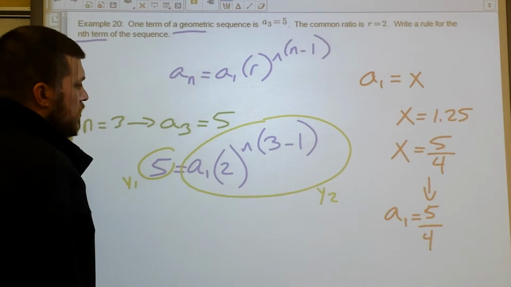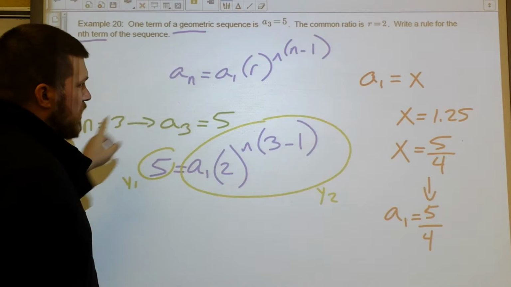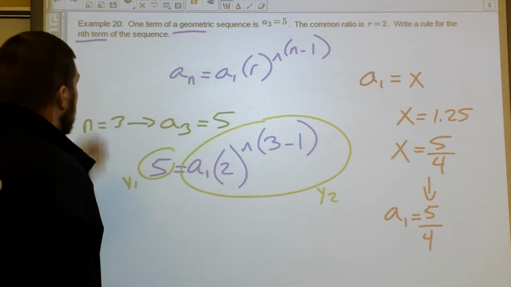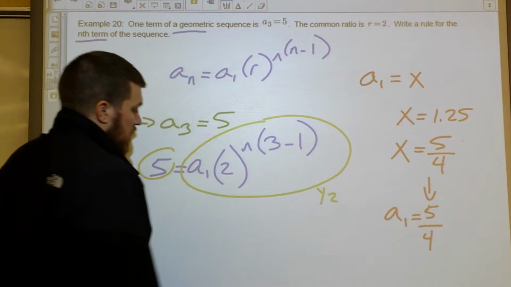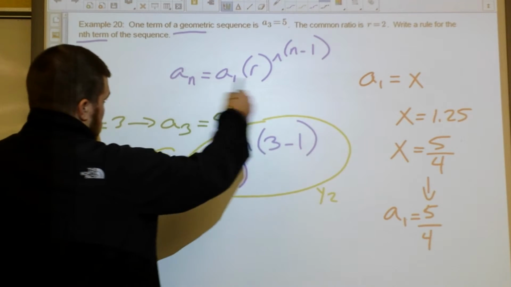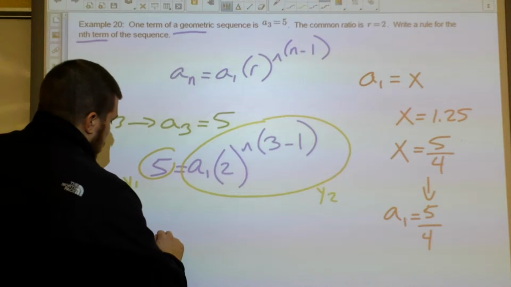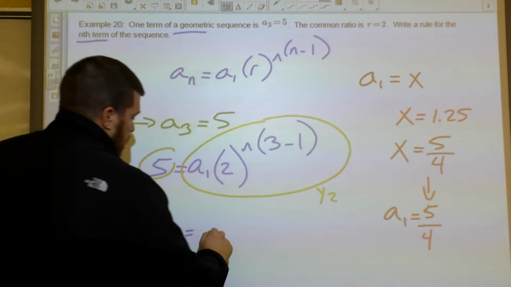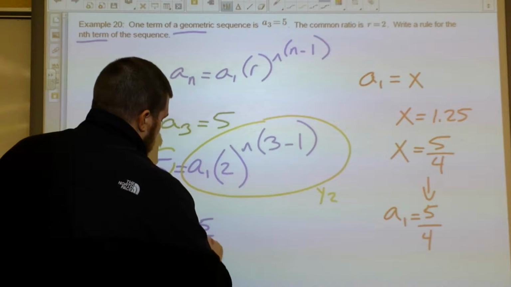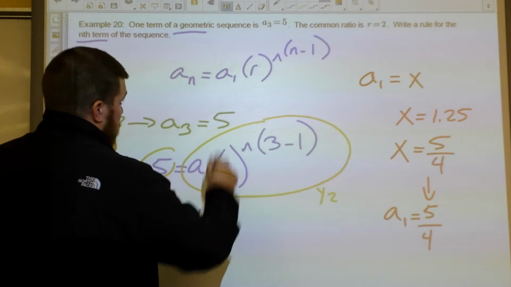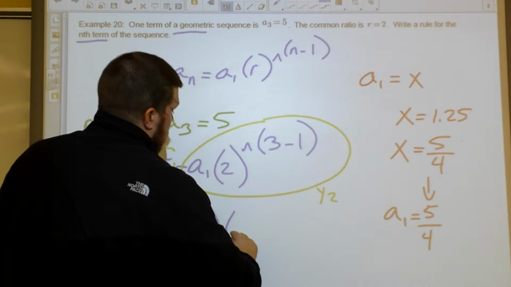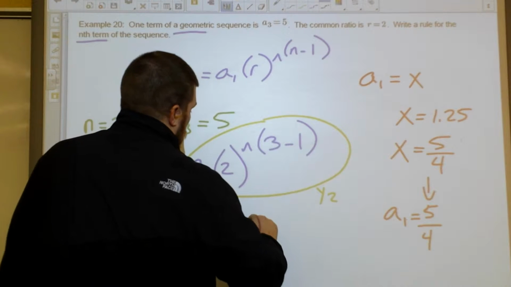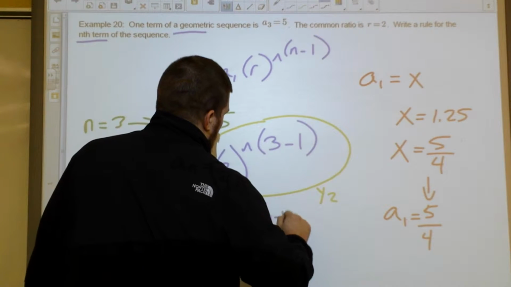Now that we know what our first position is and we know what our common ratio is, we can finally answer the question and write an equation for the nth term. So again, I'm just using this model. I'm plugging in what I know. So a sub n equals 5/4. That's a fraction, so I want to put it in parentheses, times our common ratio of 2 raised to the n minus 1 power.